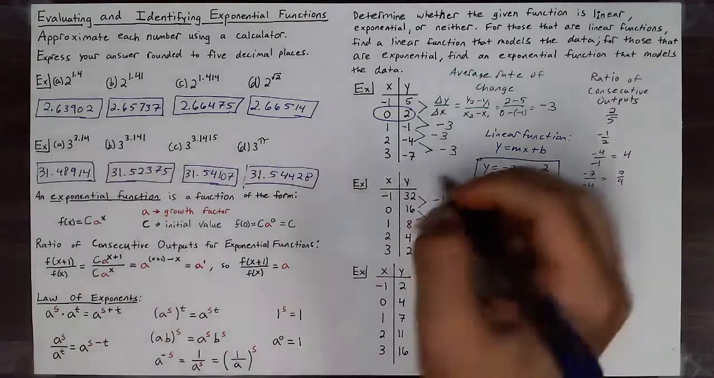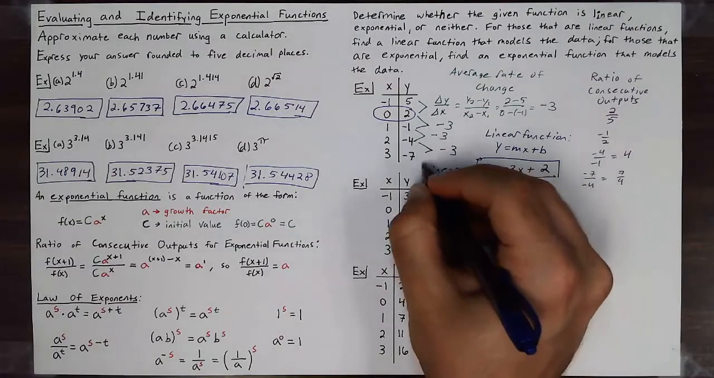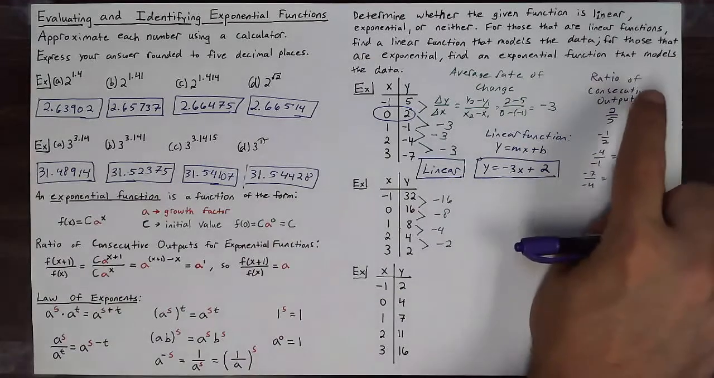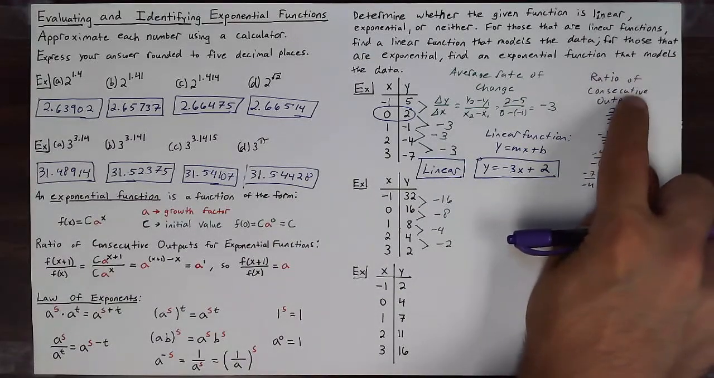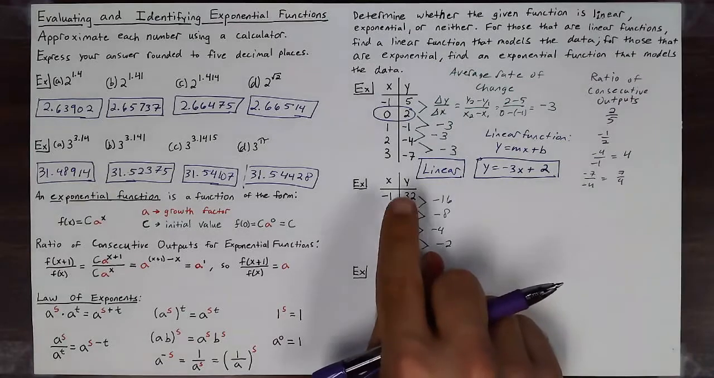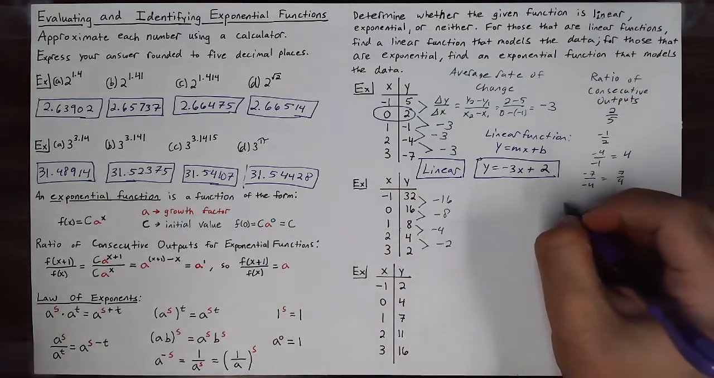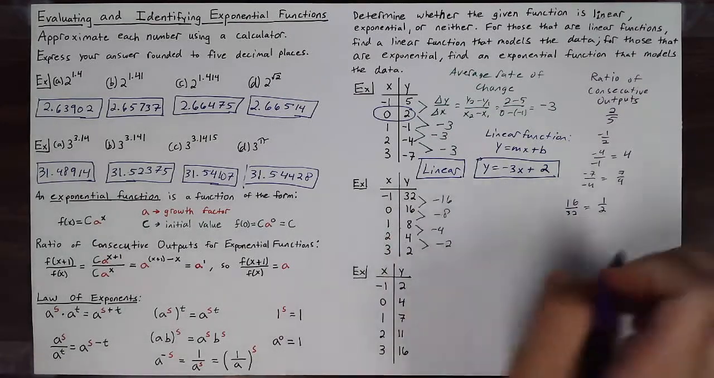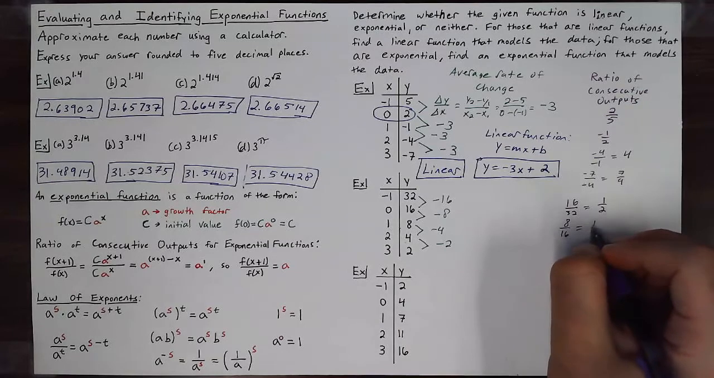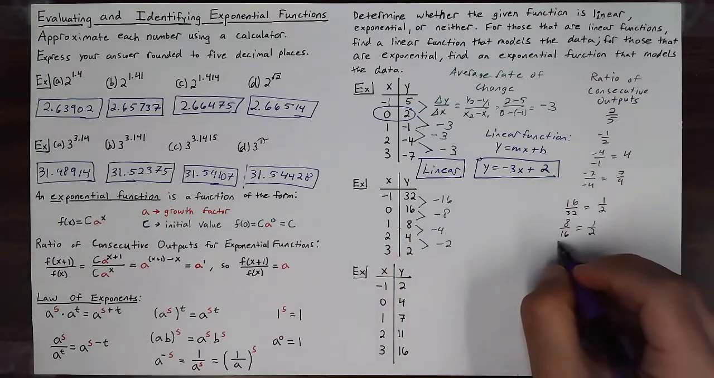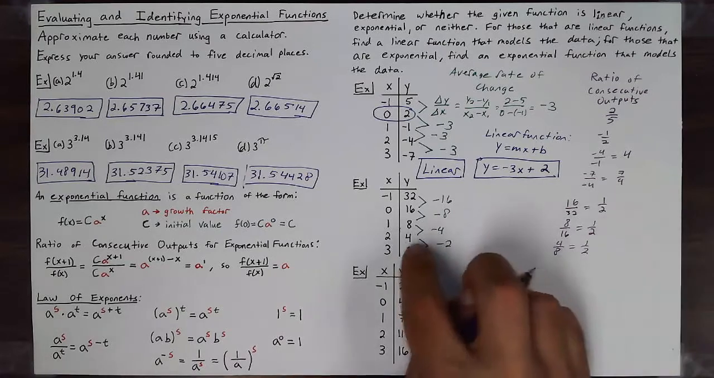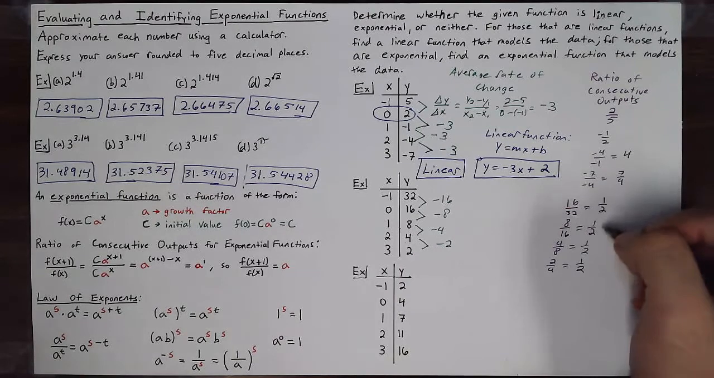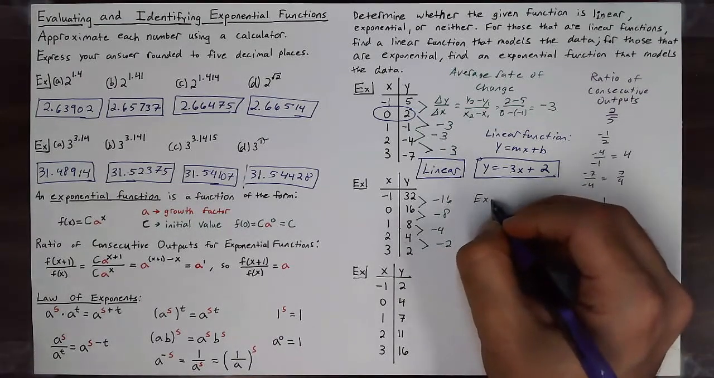Ooh, I forgot to label that here too. I forgot to label it as linear for the previous one. Now, if I want to know if it is an exponential, I have to look at the ratio of its outputs. So I'll put 16 over 32, which simplifies to 1/2. Put 8 over 16, which simplifies to 1/2. 4 over 8, which simplifies to 1/2. And 2 over 4, which also simplifies to 1/2. So since these are constants, I'm dealing with an exponential function.